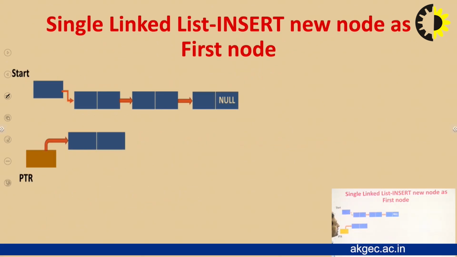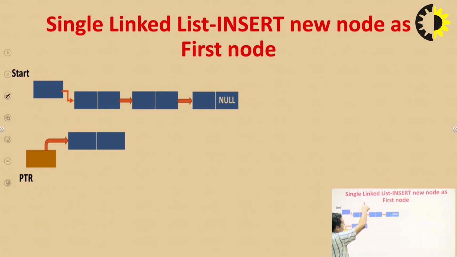Singly linked list insertion. Now the second operation, a very useful operation, insertion in the singly linked list. There are positions where to insert. We can insert at the beginning, we can insert at the last, or we can insert in between as per the requirement. So first we will see insert as the first node, meaning the starting of the linked list.